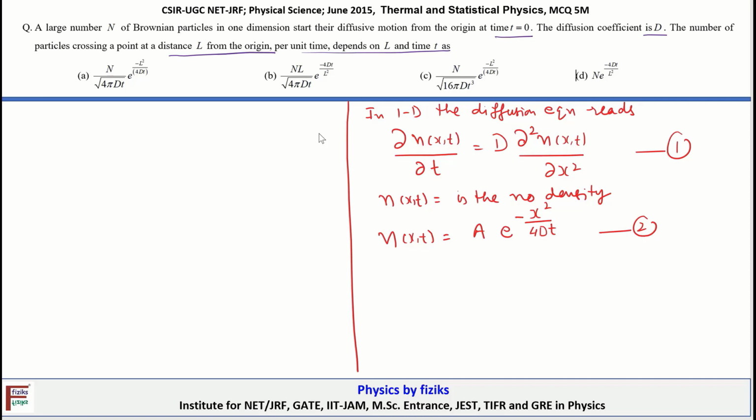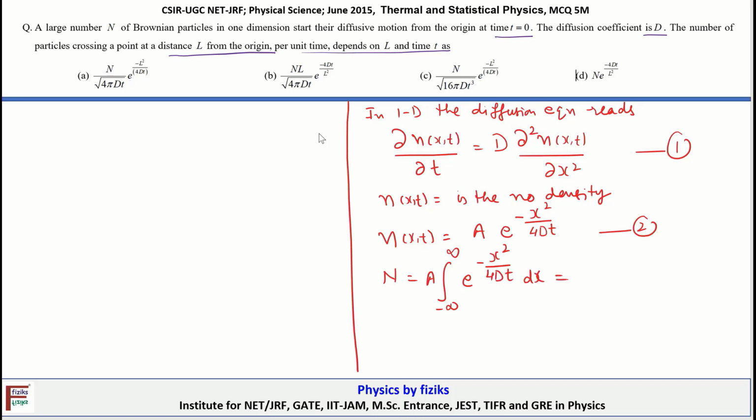Now applying the condition that the total number of particles is equal to the integral from minus infinity to infinity of this function n(x,t) dx. Here A outside is a constant that we have to evaluate by applying this condition, and then exponential of minus x square upon 4Dt dx.